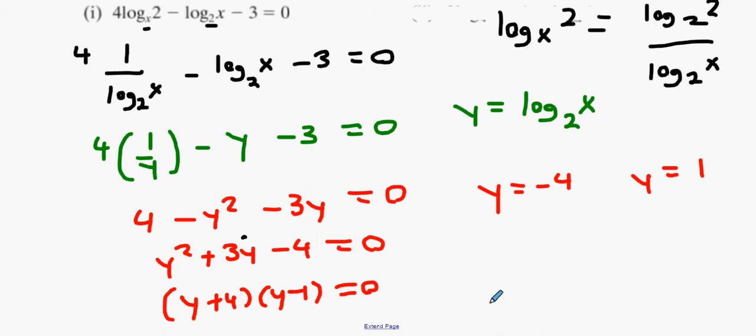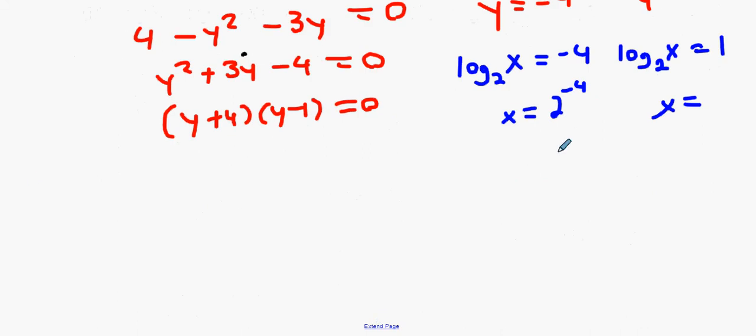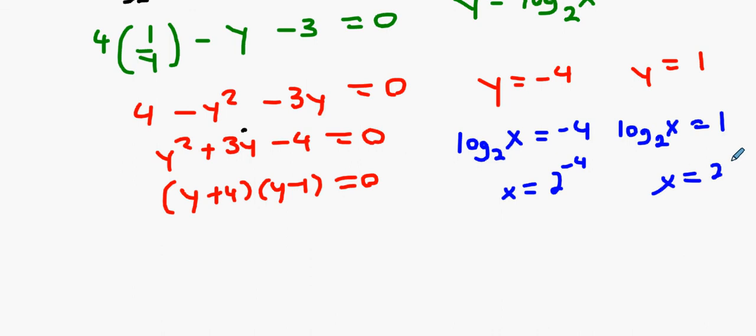So what can I do here? And then the next part. Now what do you do now? X equals 2 to the power minus 4 and x equals 2 to the power of 1. Alright, and then the answer is x equals 1 over 16 or x equals 2.